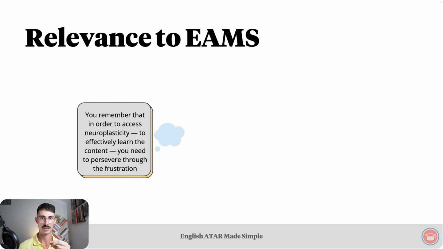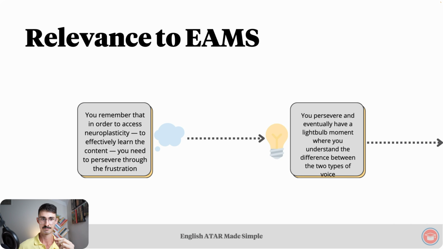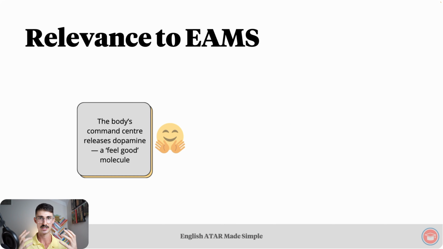Then you remember that in order to access neuroplasticity, in order to effectively learn the content, you need to persevere through this frustrating feeling of just hating voice and wanting to throw your workbook in a fire pit. From there, after realizing that you need to persevere, you eventually have a light bulb moment where you understand the difference between the two types of voice. That triggers the body's command center, the nervous system, to release dopamine, the feel-good molecule. You'll feel good once you have that light bulb moment.